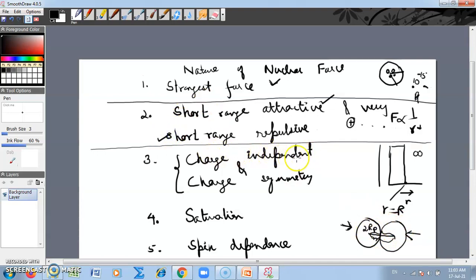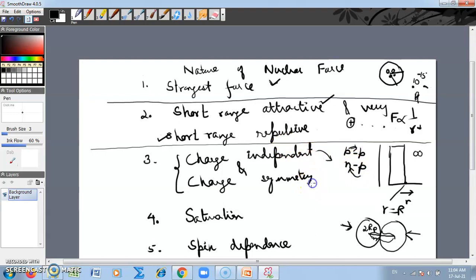Now coming to charge independent. That means whether it's a proton and a proton, or a proton and a neutron, the force of attraction is the same, the magnitude of the attraction is the same, and that is meant by charge independent. It means a proton attracts another proton with the same force as the proton attracts a neutron. That is charge independent.